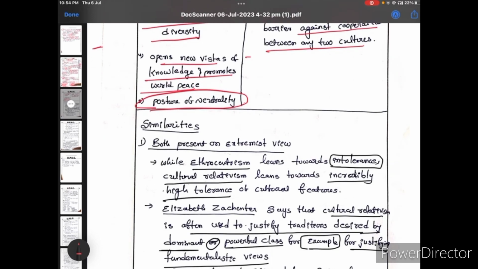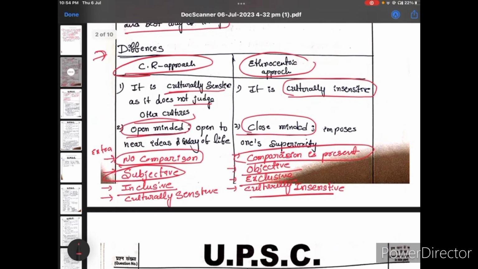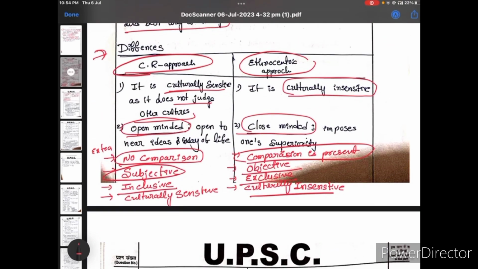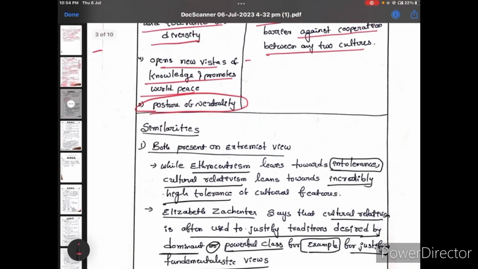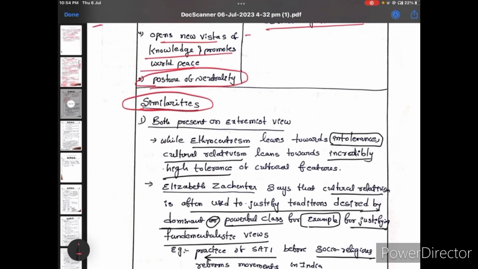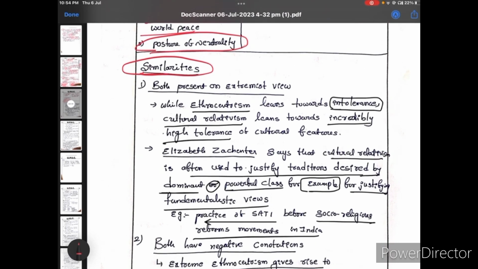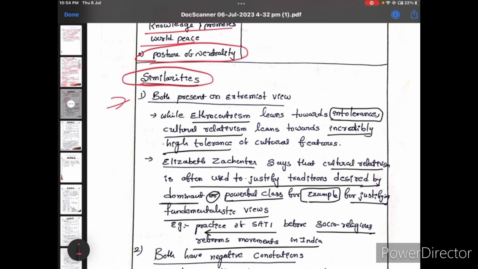See, remember, whenever you are writing the differences, just focus on those areas. If you write cultural relativism and ethnocentrism, there are similarities and differences. There are small differences only. So, okay, just remember that also. And similarities, because sometimes with similarities or differences we feel both are the same, but there is a slight difference. Just remember that. So similarities: both present extremist views.